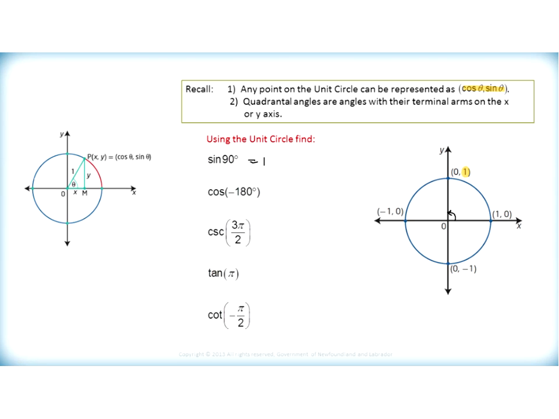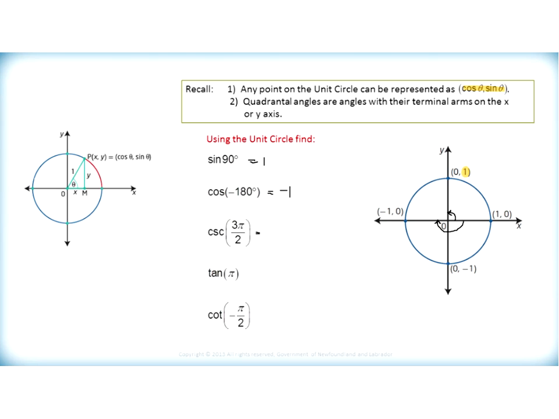The cosine of negative 180, I rotate negative 180 degrees. That will be right here. Again, if you look at the coordinates of the point, negative 1, 0. Cosine being the first coordinate, cosine of negative 180 is negative 1.